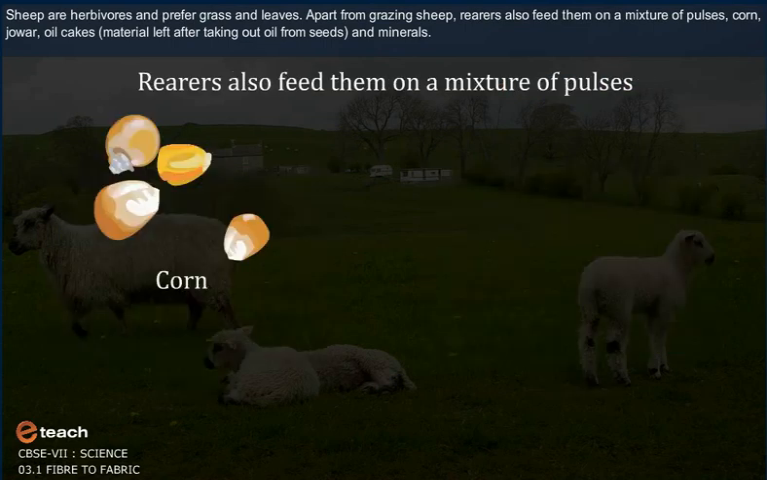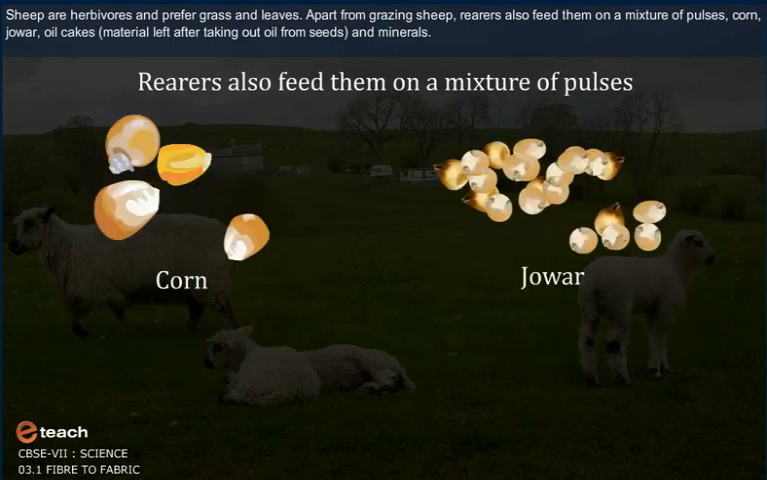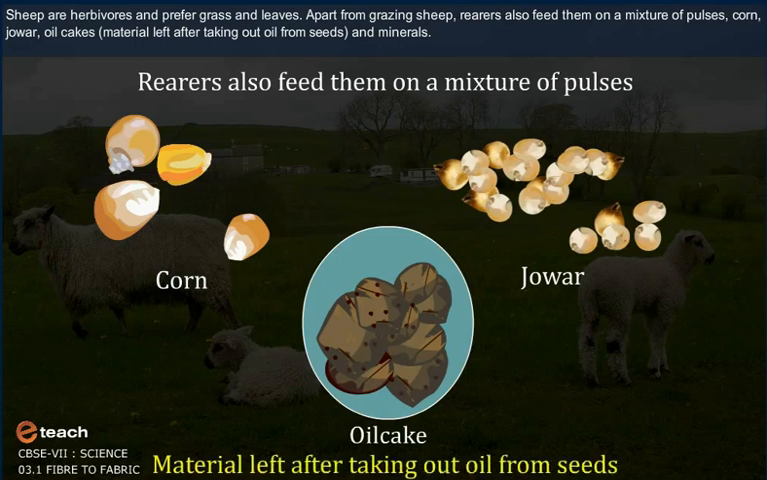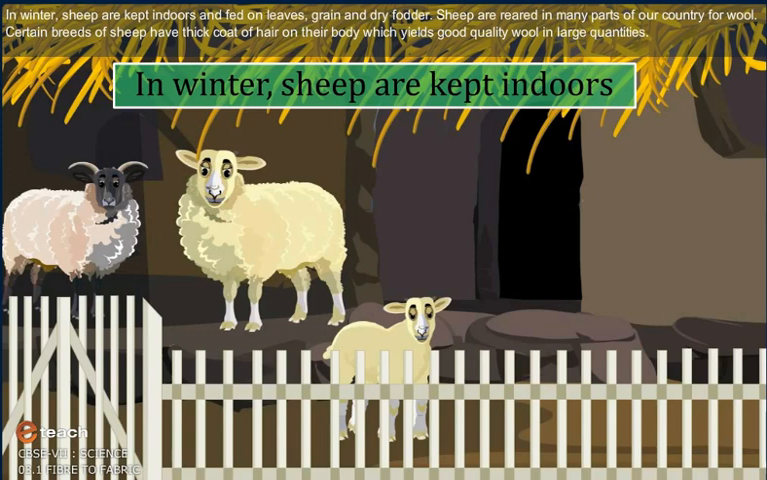Apart from grazing sheep, rearers also feed them a mixture of pulses, corn, jowar, oil cakes, materials left after taking out oil from the seeds, and minerals. In winter, sheep are kept indoors and fed on leaves, grain, and dry fodder.